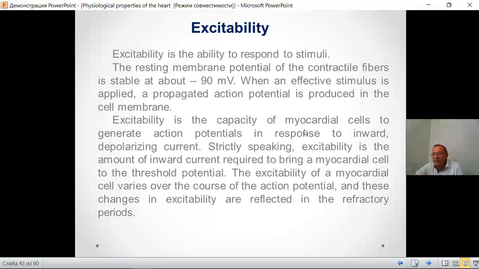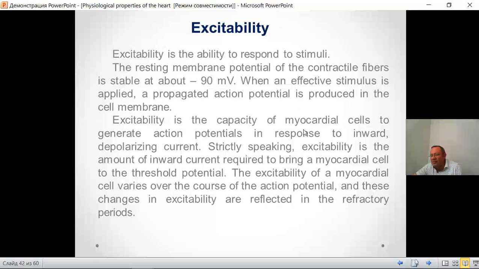Excitability. Excitability is the ability to respond to stimuli. The resting membrane potential of the contractile fibers is stable at about minus 90 millivolts. When an effective stimulus is applied, a propagated action potential is produced in the cell membrane.